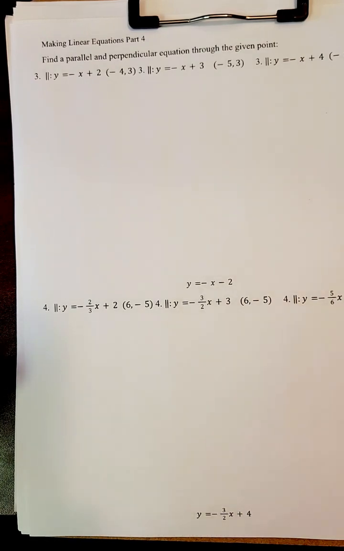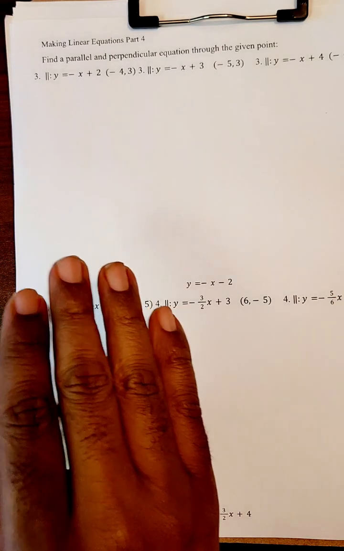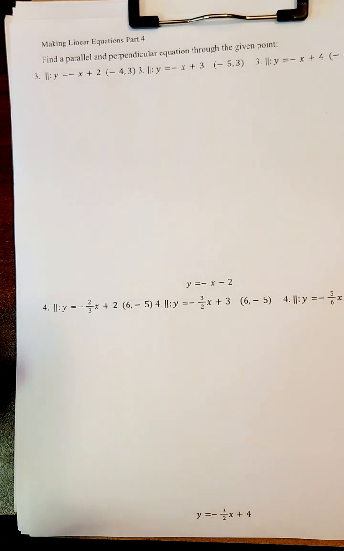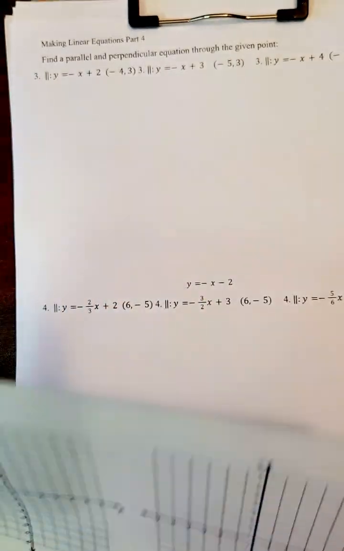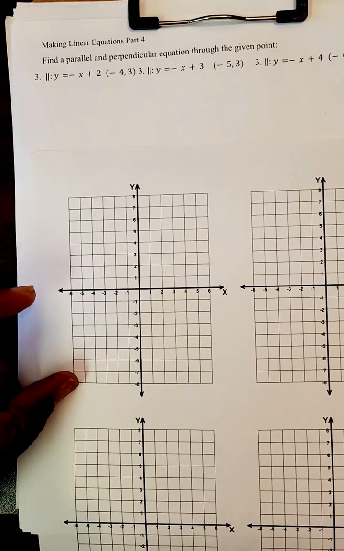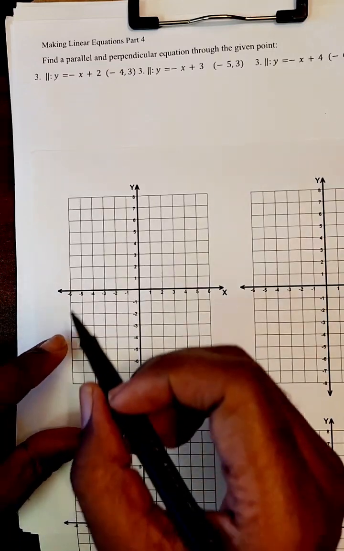14.2, making linear equations, given that they are parallel or perpendicular to our existing line and goes through a given point. Now, let's help all that make sense. We do have a given line, which is y equals negative x plus 2. We want our line to be parallel to this one, and we want it to go through negative 4, 3. So let's show you what that would look like.